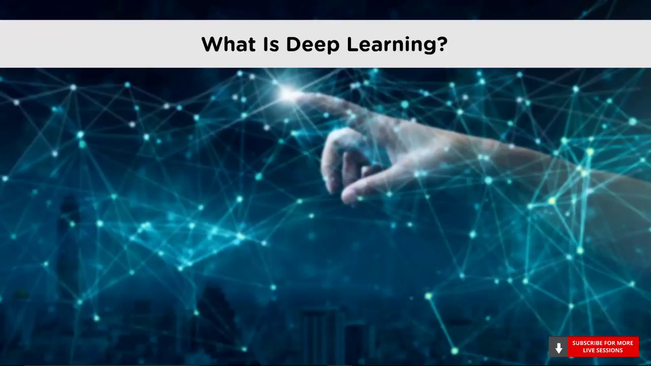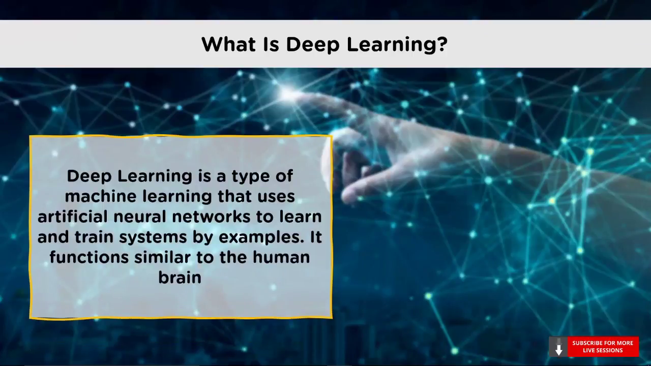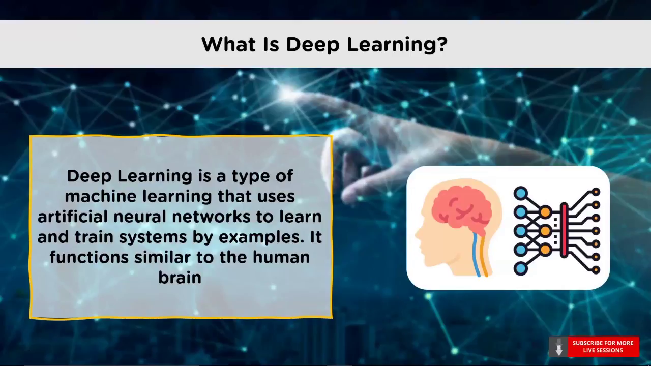First, let's understand what is deep learning. Deep learning is a type of machine learning and is a subfield of artificial intelligence that uses vast volumes of data to learn and train systems by examples. Artificial neural networks form the core of deep learning. It is structured to function like the human brain. Deep learning architectures such as deep neural networks, deep belief networks, recurrent neural networks, and convolutional neural networks have been applied to fields such as computer vision, speech recognition, natural language processing, image recognition, social network filtering, machine translation, bioinformatics, medical image analysis, and video games.